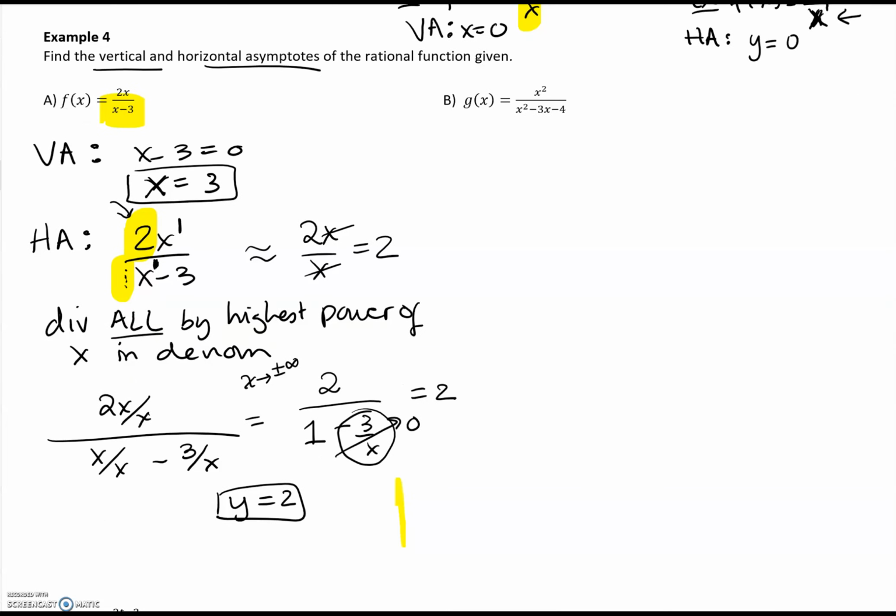So just for part A, I have concluded that at x equals 3, there's a vertical asymptote, and at y equals 2, there's a horizontal asymptote. Those are the 2 pieces of info I had to find for that one. We'll look at the next examples, part B and C, in the next video.